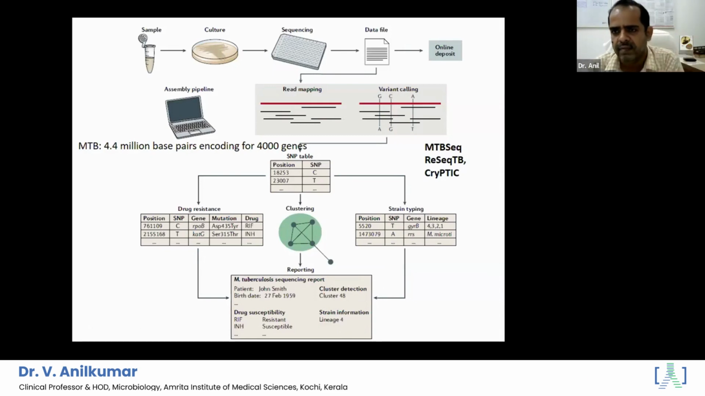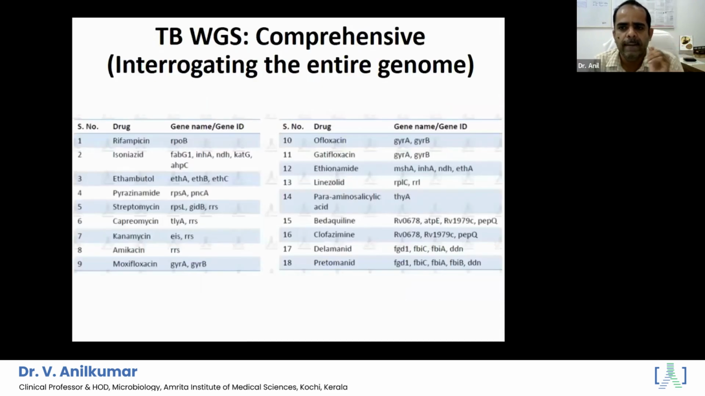So it depends on the lab, but the lab would like to be comfortable in sequencing the sample or sequencing the Mycobacterium isolates. So whole genome sequencing, if they are doing whole genome sequencing, all 18 known drugs, the resistance can be determined. So all the genes are analyzed, 4,000 different genes are analyzed, including the genes encoding for all these 18 drugs. So resistance to all 18 drugs can be determined.